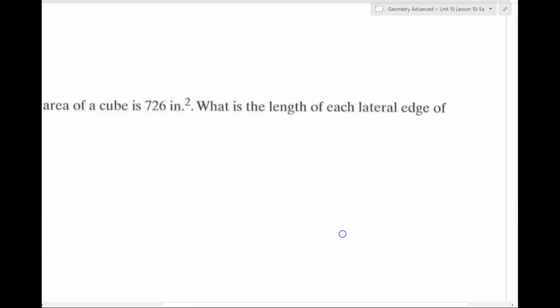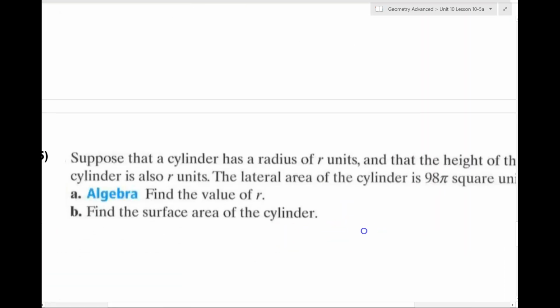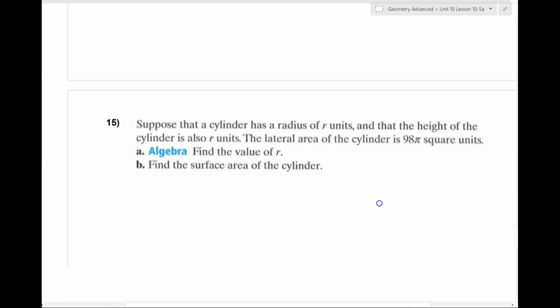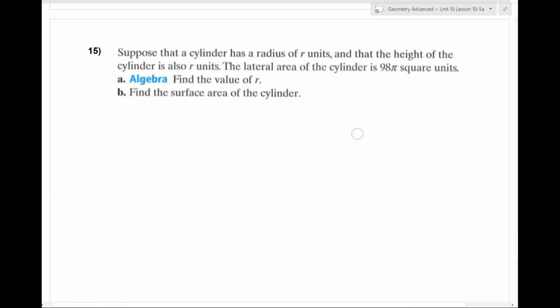So we're going to scroll down. Where are we at here? All right, 15. It's the following problem. So suppose that a cylinder has a radius of r units and a height of the cylinder is also r units. The lateral area of the cylinder is 98 pi square units. Find the value of r.